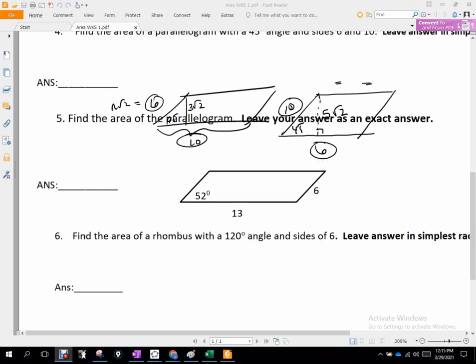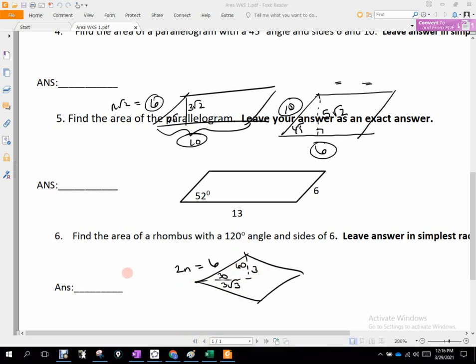Number 6, find the area of a rhombus with sides of 6, angle of 120. So if I've got sides of 6, that means when we draw this through, the 120 gets split to be 60, right? This becomes 30. Sides of 6, so that's your 2n side, right? This would be then 3, and this would be 3 radical 3, correct?